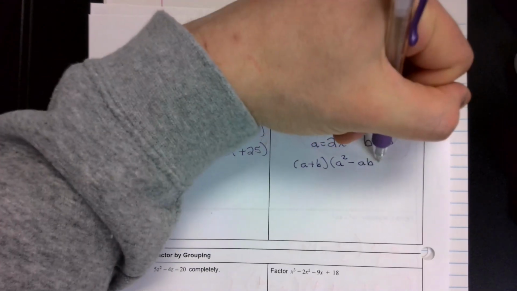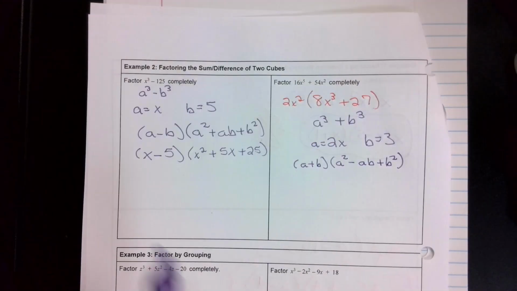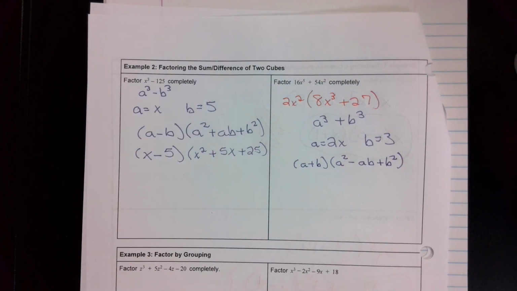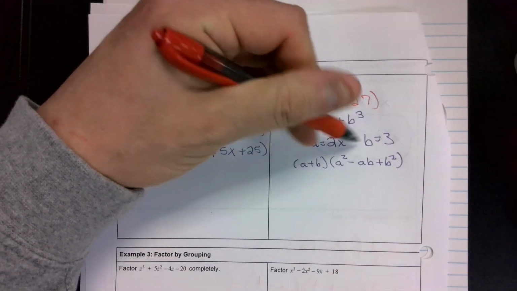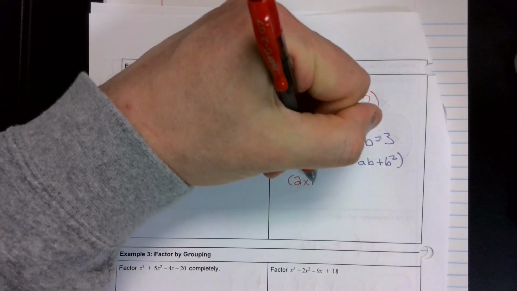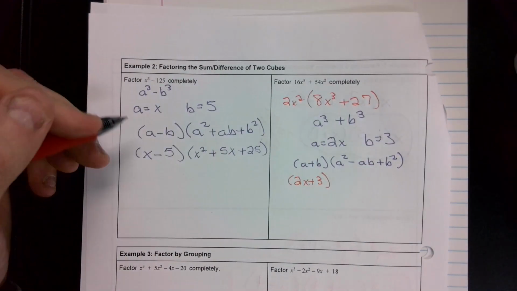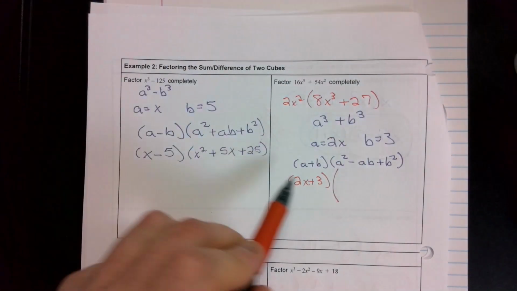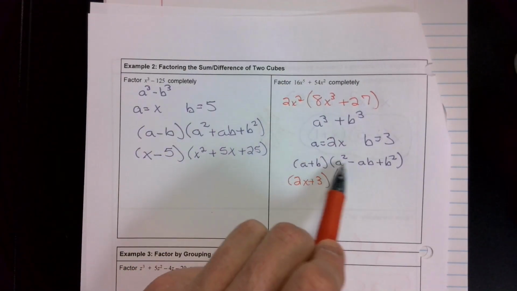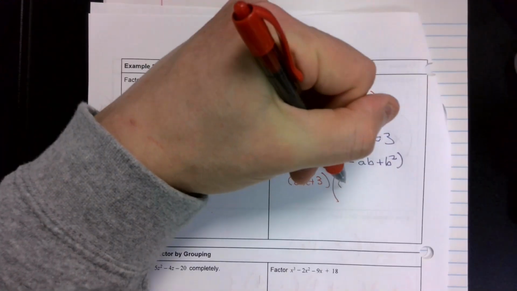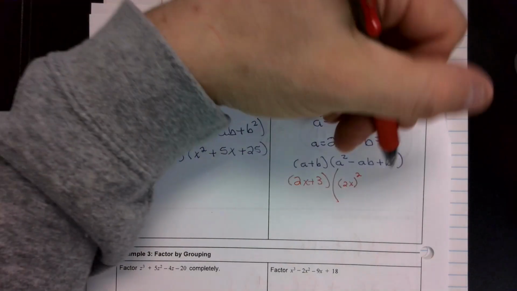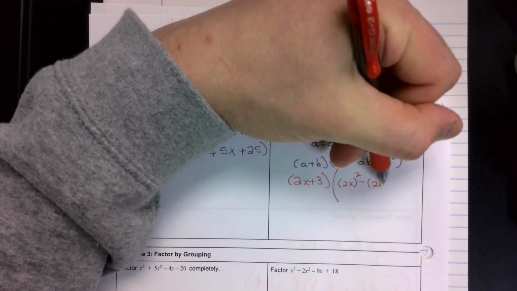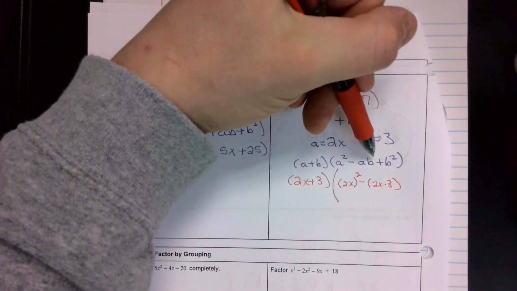Now this one I'm going to throw in some extra steps just because we have coefficients on our x. So a plus b, replace the a with 2x, replace the b with 3. 2x plus 3. For the second set of parentheses, I'm going to do a big parenthesis, and then I'm going to put each of these terms inside a parentheses. So my 2x, I'm going to put in parentheses and square it. And then minus 2x times 3, since it's a times b, and then plus, just to be consistent, I'll do this, 3 squared.